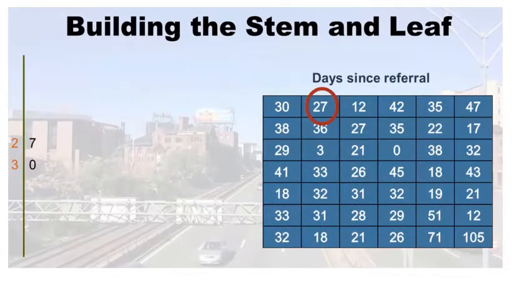The next data point is 27. We're going to do the same thing. We're going to take the 2 and place it on the left side of the stem, and put the 7 on the right side of the stem. Whatever's in your ones column goes on the right side of the stem, and the other stuff goes on the left side.